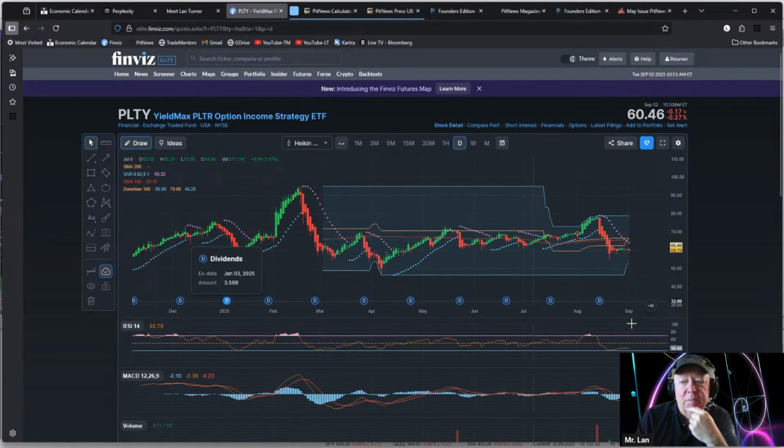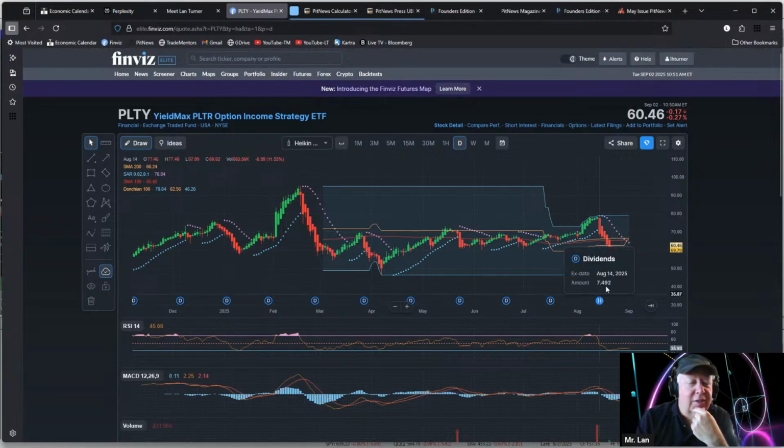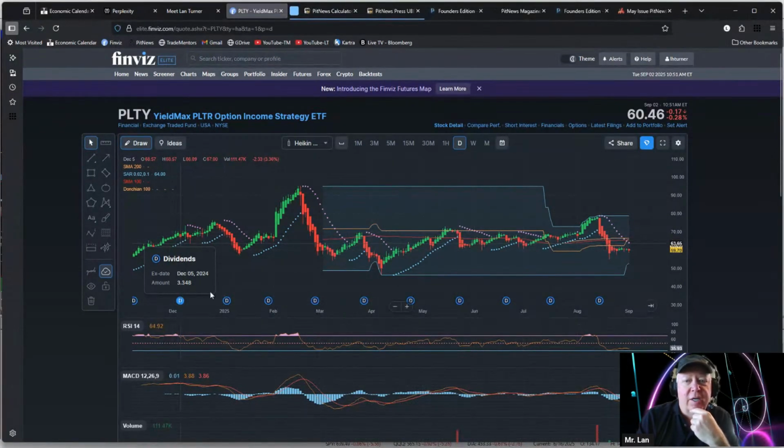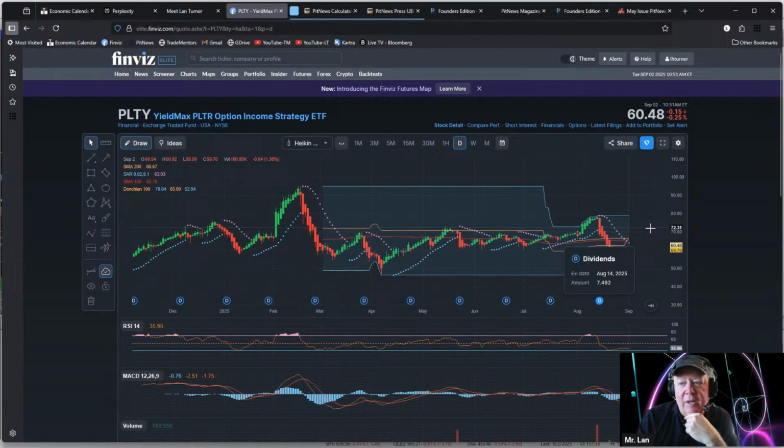$3. But out here, $7. And it's basically the same price, right? It's like around roughly $70 at both of those levels. The PLTY share price was roughly $70, and we got $2.93 here, but out here, same $70, we got $7.49, and it's coming down. So that's something to keep in mind.